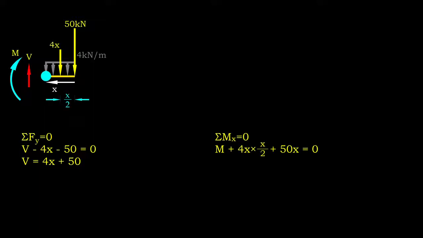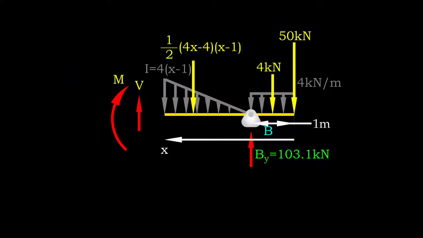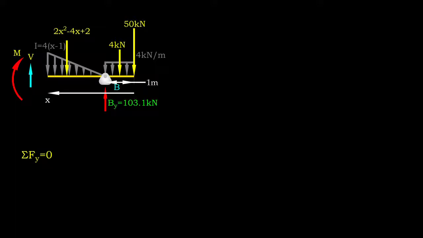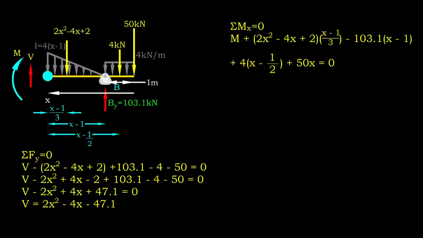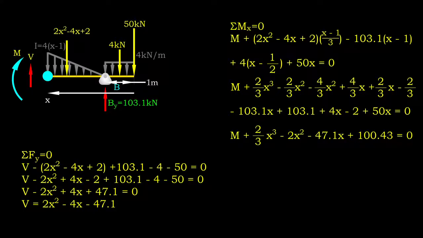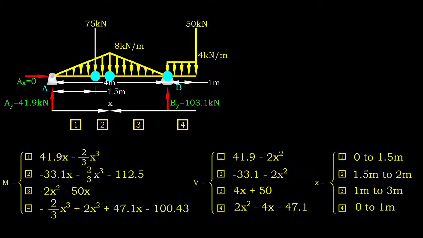This time, we focus on segment 4 and move from right to left. The limit of x is now from 0 to 1 meter. We obtain a linear function for shear force and quadratic function for bending moment. For a subsequent segment, the limit of x becomes 1 to 3 meter. This segment is loaded with multiple types of loading, and the derivation of functions is more complicated than other segments. This time, we have a quadratic function for shear force and cubic function for bending moment. We have now identified all necessary functions to develop shear force and bending moment diagrams.